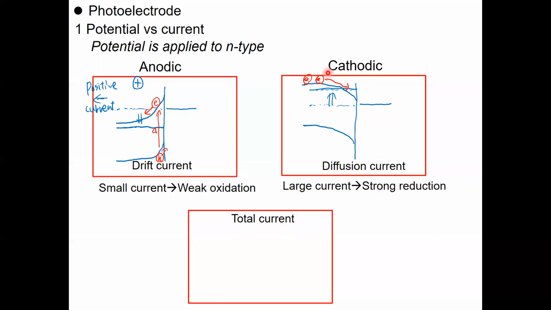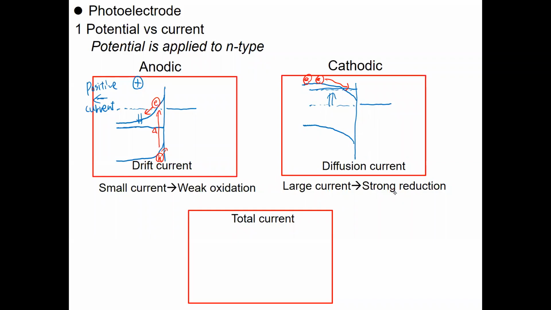And I'd like to note that this electron current is opposite from when the anodic potential is applied. So this is a large current, and since these are electrons, this is a reducing ability. So a strong reduction current is induced.